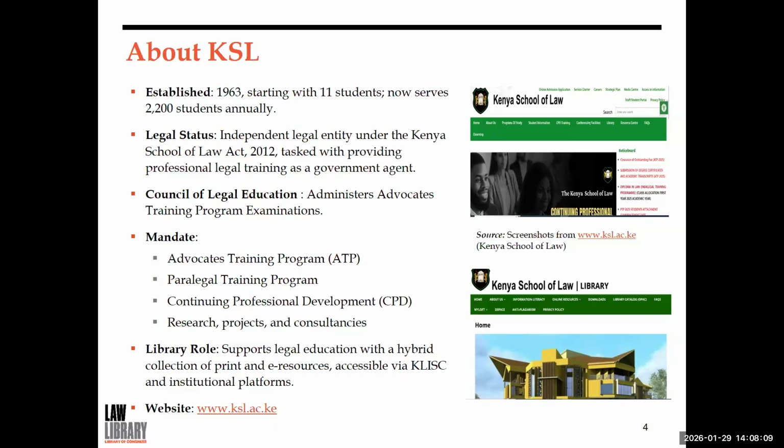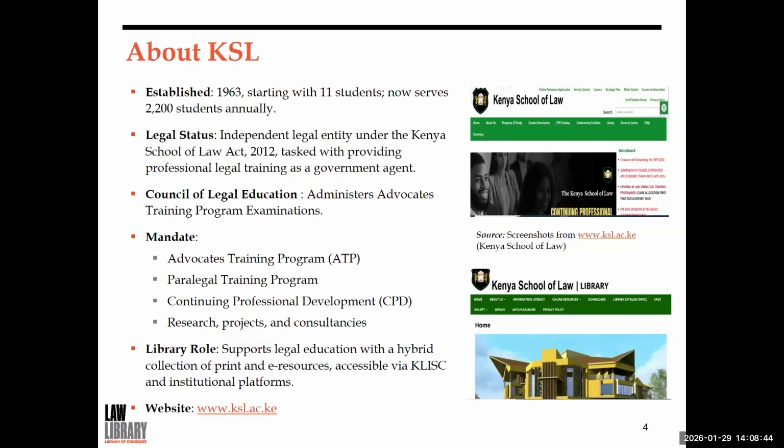The mandate of the school is the advocates training program. It's our main mandate. Then we have the paralegal training program. Then we have CPD, continuing professional development, research projects, and consultancies. These are tailor-made courses for CPD. You'll find they can have training on legal audit and all that. They're customer made, or what the customer wants.